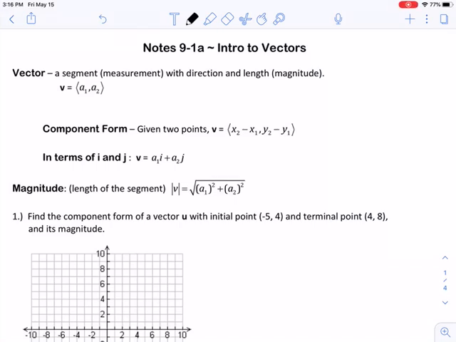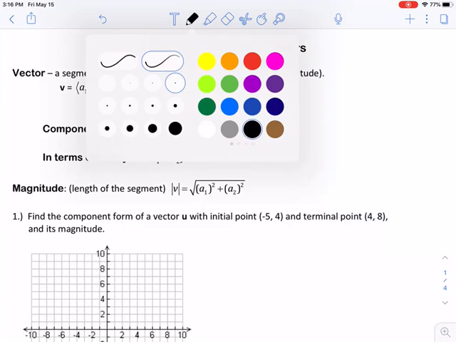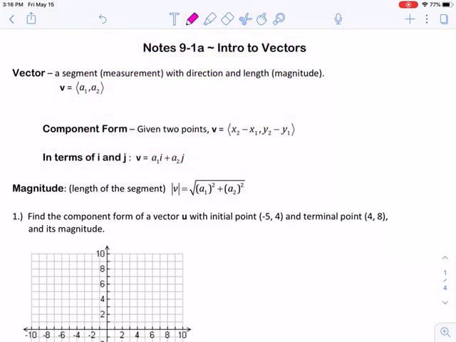Today we want to take a look at a vector. A vector is a segment measurement with both direction and length, magnitude. So if I look at my vector v, we put it in pointed parentheses, so we know we're talking about a vector instead of a point. If I look at the vector a sub 1, a sub 2, or x comma y, or whatever you want to call it, the first number is always your left to right move.